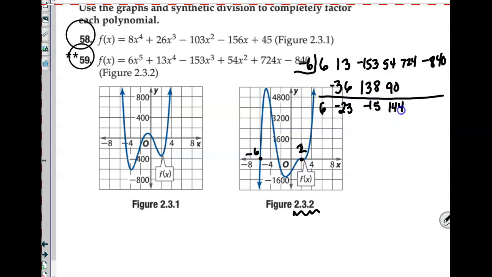Yep, I'm giving up. I need help. 144 times -6. -864. -140, maybe? Times -6 better be positive 840. Okay? Because we only know it's a factor if it comes out 0.